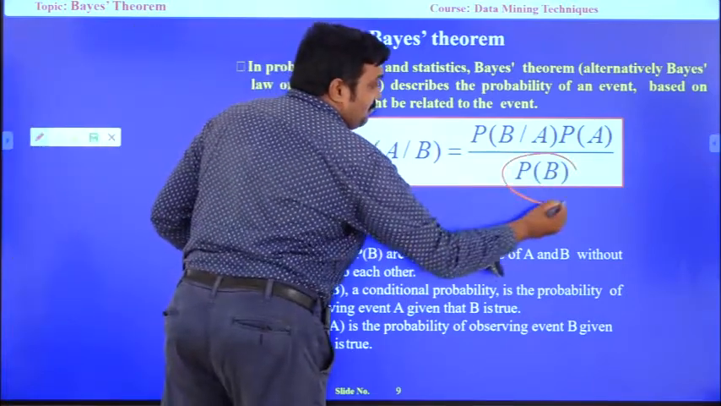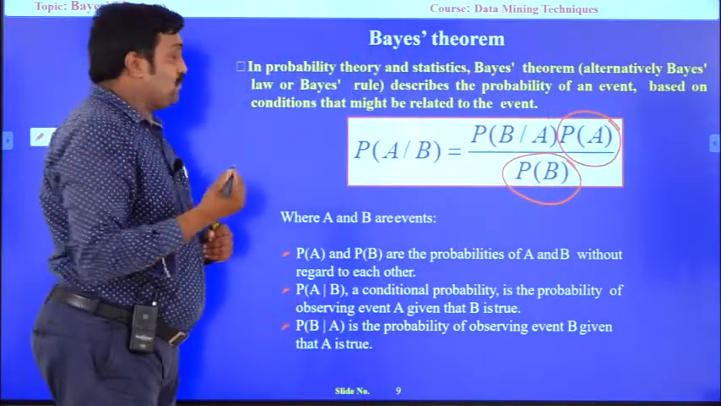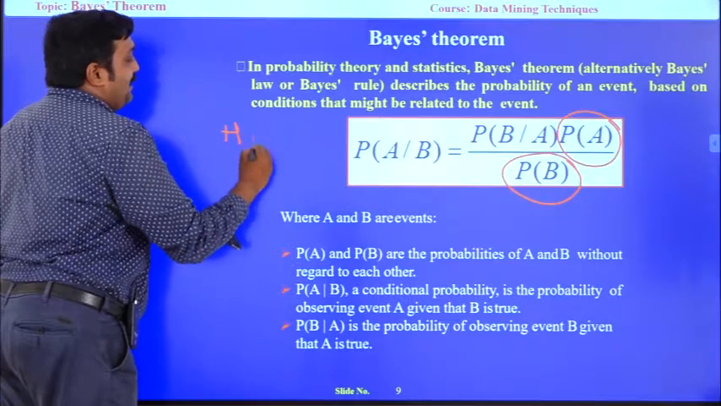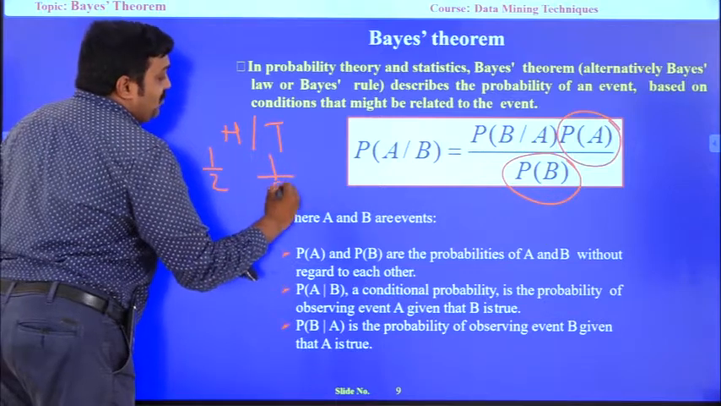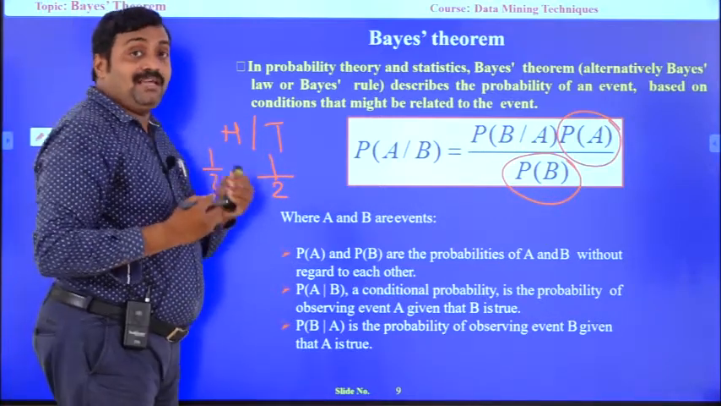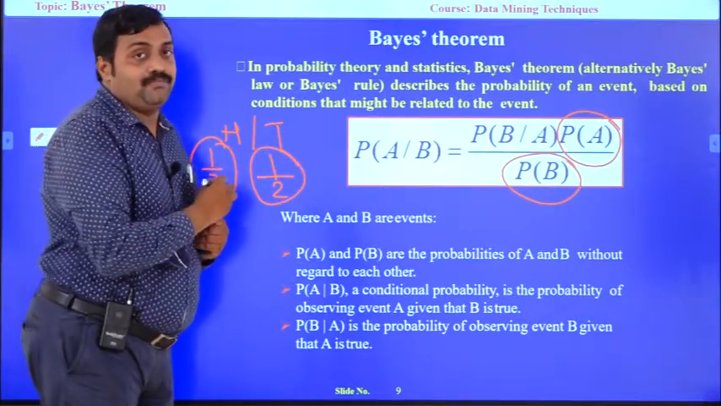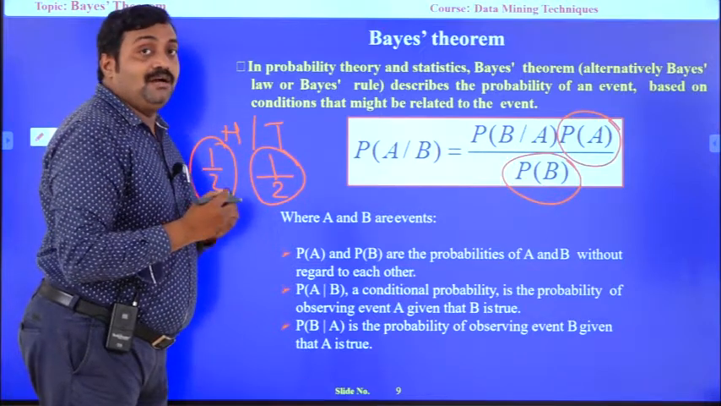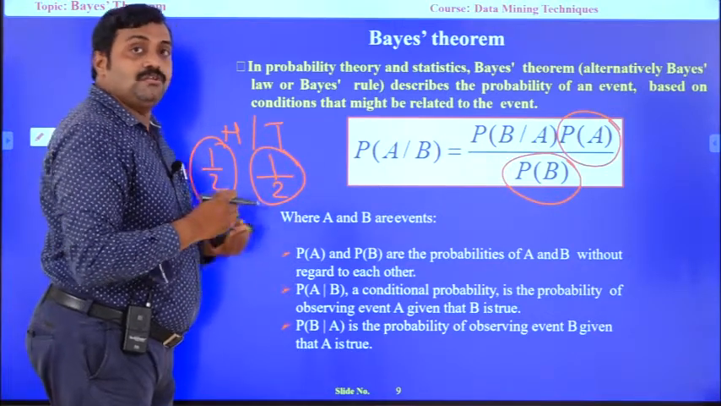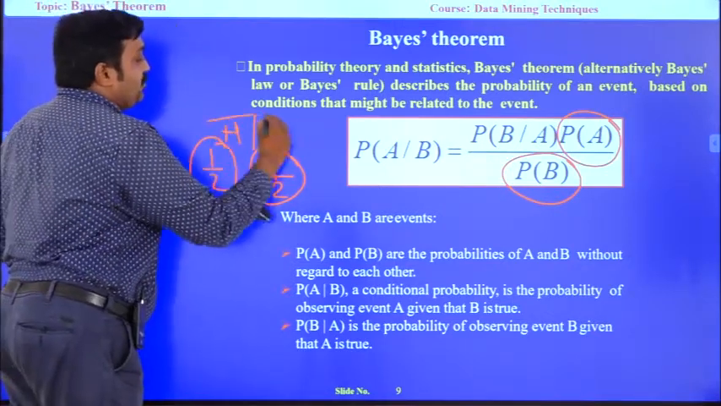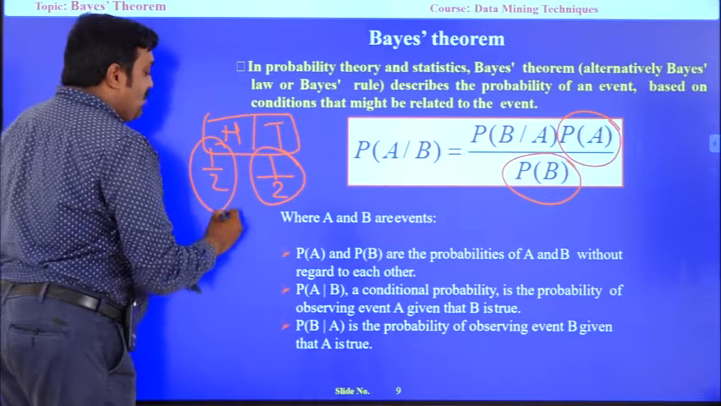This is the evidence, the probability of B, and the prior probability. We know the prior probability: suppose I take a coin, head and tail. The prior probability of getting head is 1 by 2, and tail is 1 by 2. That means we know beforehand the probability of getting head or tail, the occurrence of head or tail. The number of events in a toss of a coin is 2, two classes, head or tail. So the chances are 1 by 2, 1 by 2.